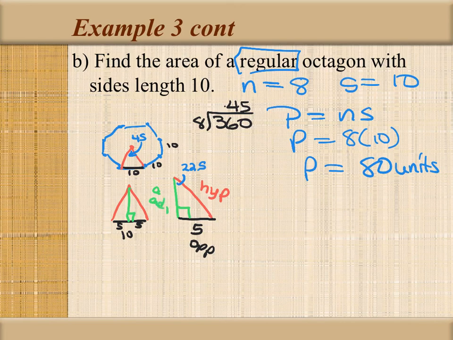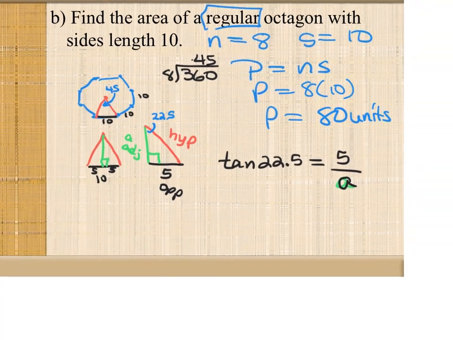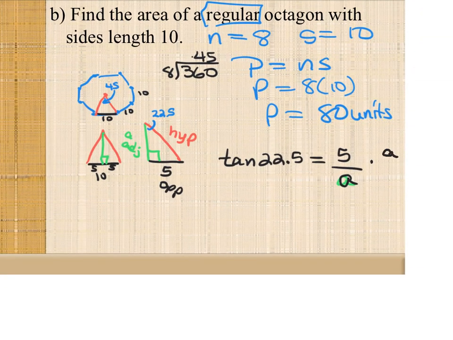adjacent. So I'm going to be doing tangent, because I'm looking for adjacent and I have opposite. So I'm going to do tangent of 22.5 is equal to opposite over adjacent, which is my apothem. All right, so now when your variable is in the denominator, remember we need to divide to solve. But if you want to see the math behind it, we're going to multiply both sides by a to get it out of the bottom.